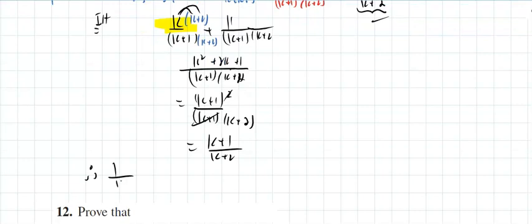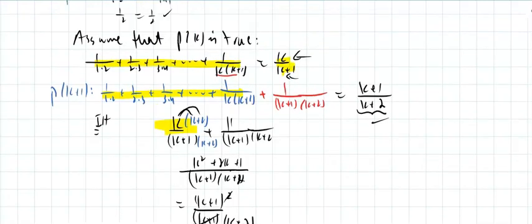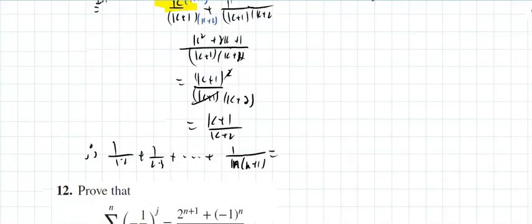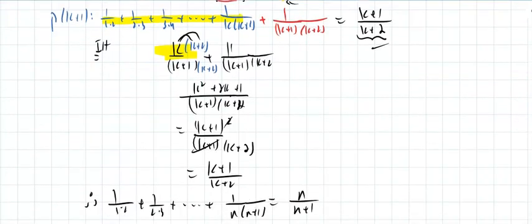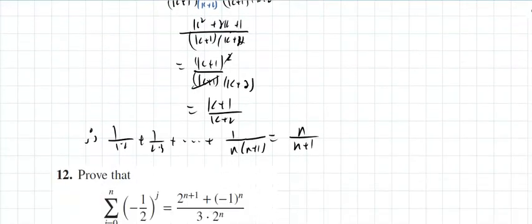So in that case, what do you say? Therefore, 1 over 1 times 2 plus 1 over 2 times 3 plus 1 over n, the original, into n plus 1 must equal n over n plus 1. So you reiterate the actual equation. And you're done. And that's pretty much it.